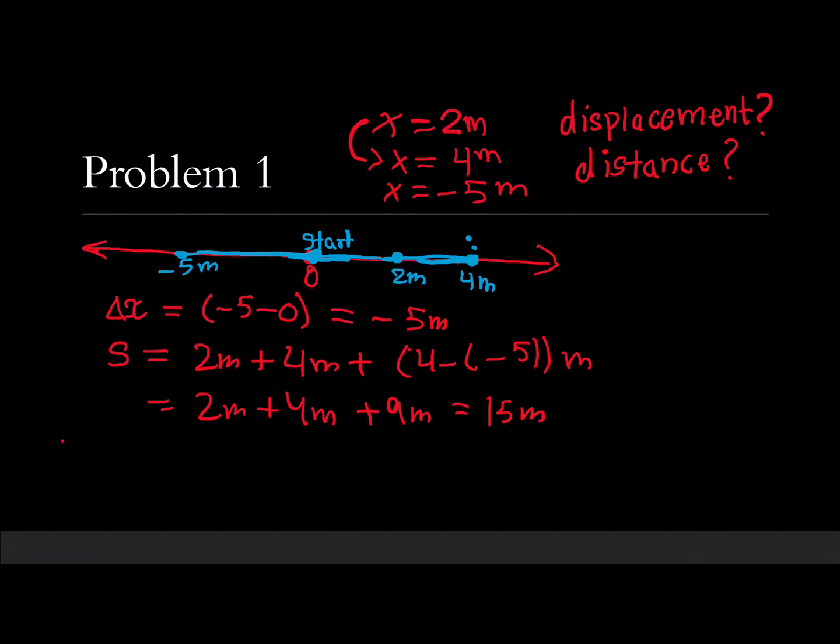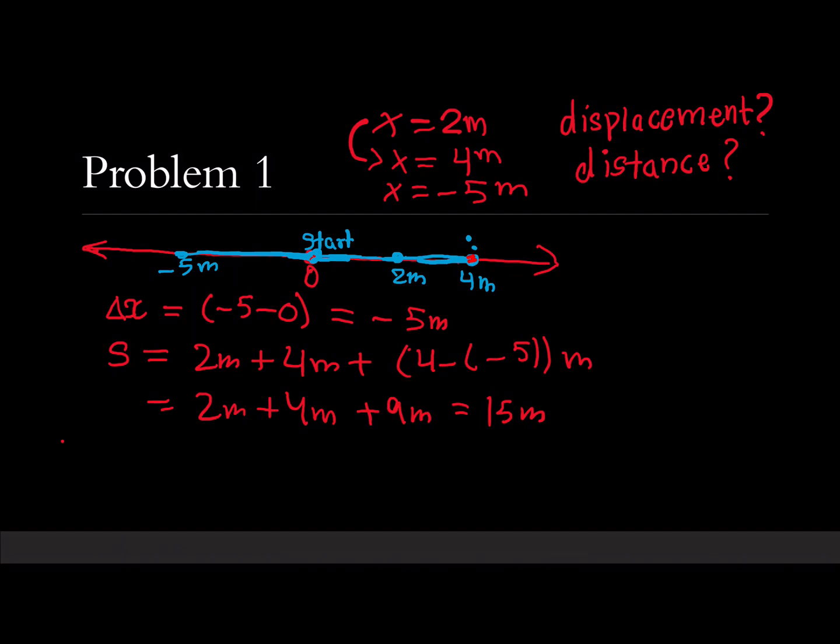Problem 1. Suppose this blue ball I drew here, this silly looking blue ball, starts at the origin. Let's say I decided to move it to, for some reason, don't ask me why, 2 meters, x equal to 2, 2 meters in the positive direction. Then I decided to move it to x equal to 4. Then I decided to move it to x equal to negative 5. What is the displacement? What is the distance?